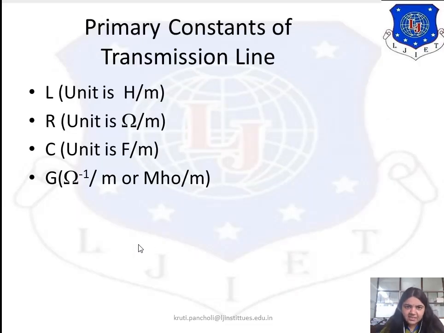The unit for L is Henry per meter, because we have divided the line into segments. Resistance is ohm per meter. Capacitance is Farad per meter. Conductance is the inverse of ohm, that is mho per meter. So these are the primary constants of the transmission line. Till now we have learned about the transit time effect and the primary constants of any transmission line.